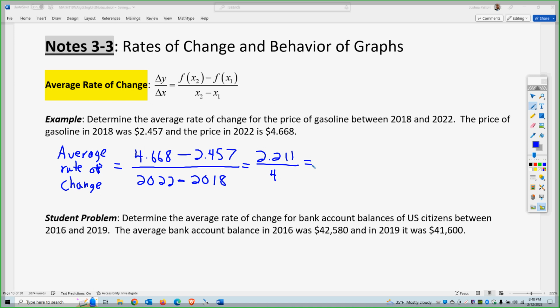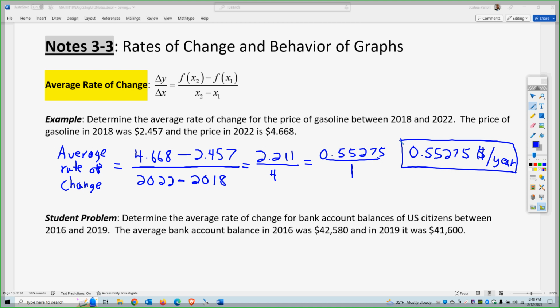Okay, so if we divide those, 2.211 divided by 4, you're going to get 0.55275 over 1, right? Which is essentially $0.55275 per 1 year, right? Which is the one that's on the bottom. Okay, so a little more than 55 cents per year increase. All right, pause the video, try the student problem for yourself.